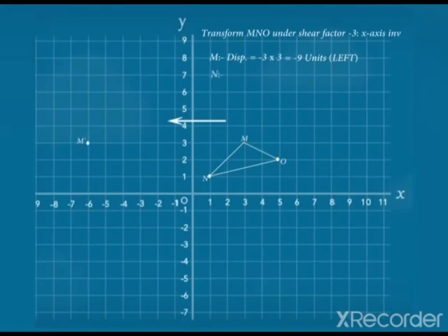Point N. Perpendicular distance from the invariant line is 1 unit. S is the same -3, and so displacement is -3 times 1, which is -3. So we move 3 units leftwards. So N prime is here. Lastly, point O. Perpendicular distance is 2 units. Shear factor is -3. Displacement is -3 times 2, which is -6. So we move 6 units leftwards. And O prime is here. We join all the 3 points. This is our new triangle as a product of the shear process.